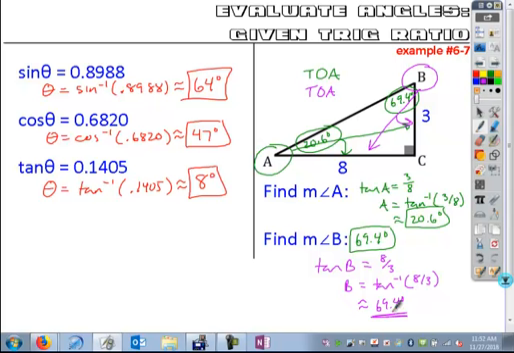So you can do it either way. If you find one, just take its complement, and that'll be the other. Or if you want to verify it, you can do both.